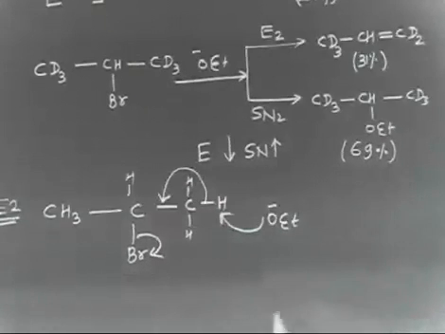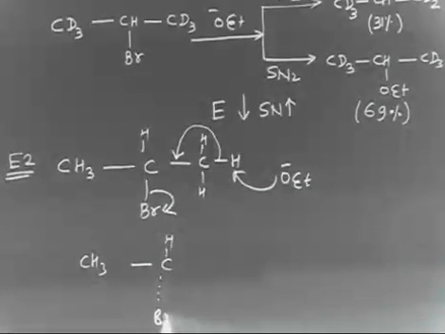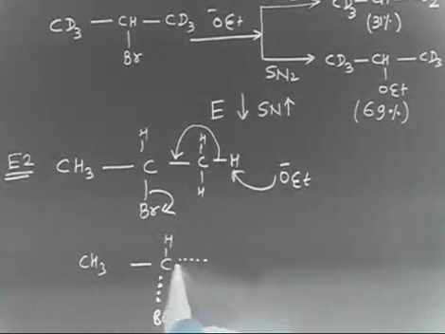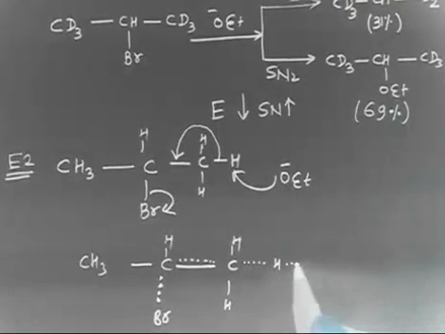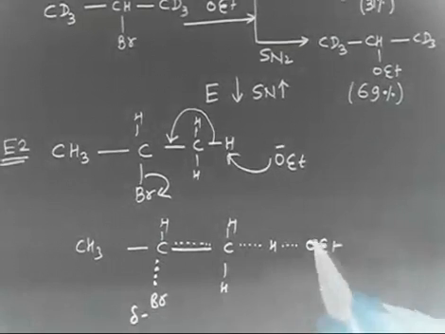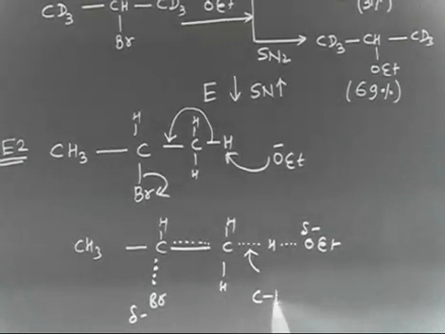So you see the transition state: CH3, CH, you will have here Br, and this bond has double bond character, and CH, H. This bond is broken and this is attached with OEt. Are you getting? You can put the charges also. Br will have slightly minus charge, this will also have slightly minus charge. Now you see in this transition state the carbon hydrogen bond has broken.